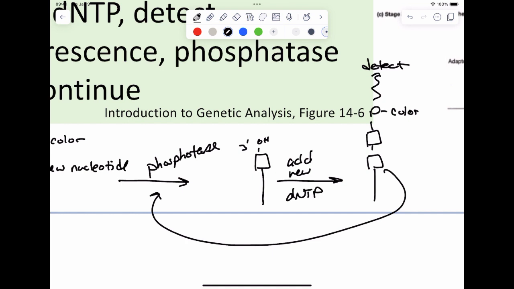Why do we need to chop off the phosphate? Because the phosphate's stopping the replication, so you don't get more than one replication round at a time. Also, since the color is associated with the phosphate, when I get rid of the phosphate, I'm starting with no color again. So I don't need to worry about how colors add up or anything weird like that. It's just a series of photos, a series of colors. That's it.